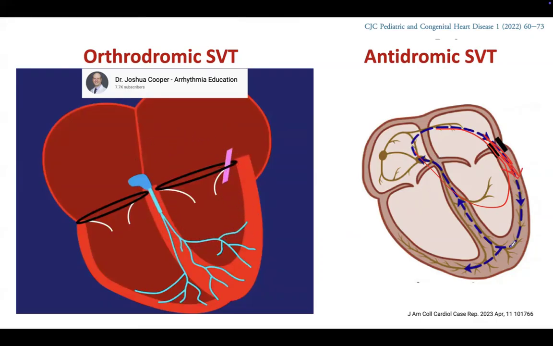So in order to get a narrow complex QRS, you have to use the His-Purkinje system. If you're not using the His-Purkinje system, then you'll get a wide QRS.